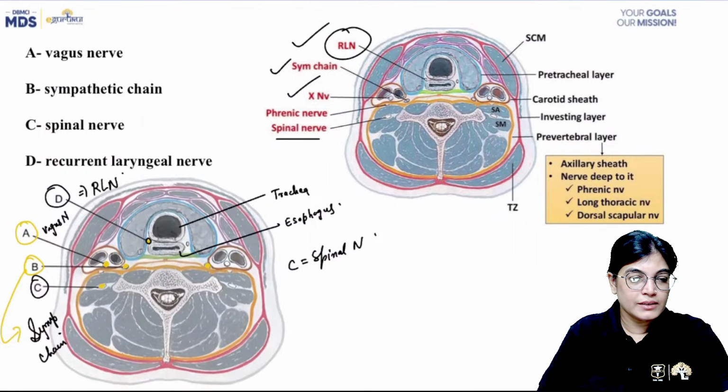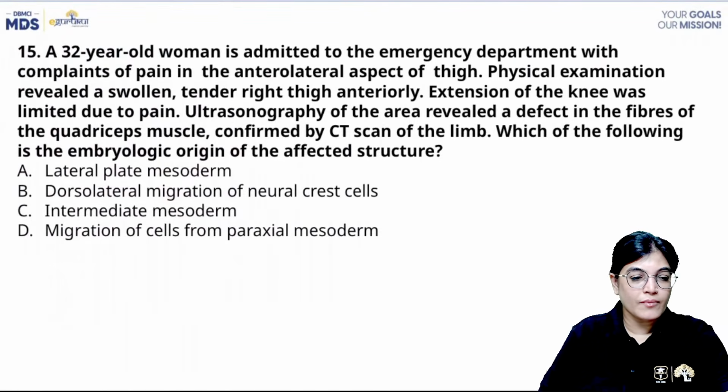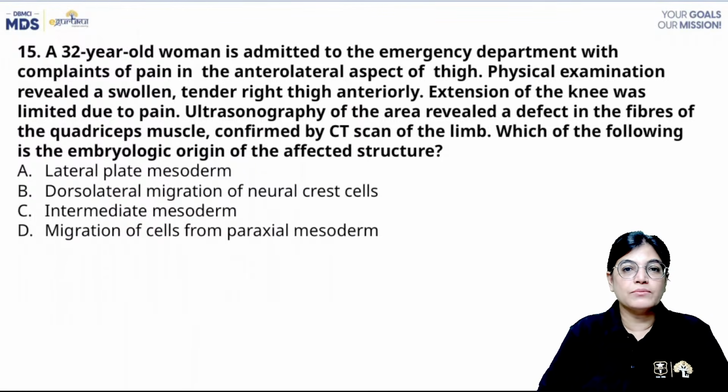Okay. Now we will talk about the next MCQ. So let's move on to this clinical MCQ. A 32-year-old woman is admitted to the emergency department with a complaint of pain in the anterolateral aspect of the thigh. Physical examination revealed a swollen, tender right thigh anteriorly. Extension of the knee was limited due to the pain. Ultrasonography of this area revealed a defect in the fibers of the quadriceps muscle, confirmed by CT scan of the limb.